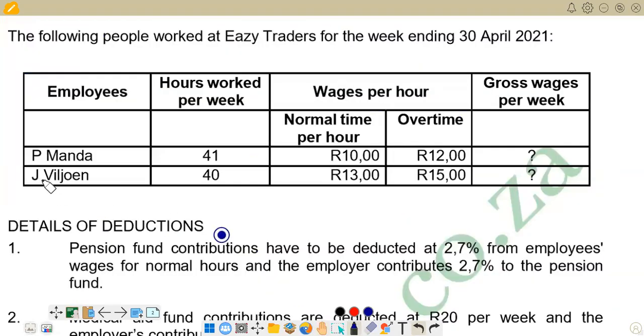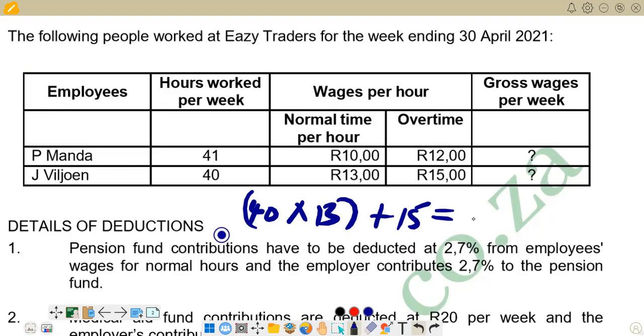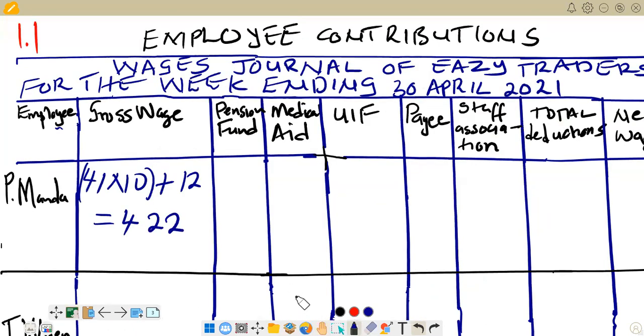So here for JV join, we are saying 40 times 13. Basically, we are saying 40, then we multiply by 13. Then the amount that we are getting, we add the overtime amount that we have, which is 15. So basically, if you multiply that one, you are going to get 535. So we have 535 here. So we can just go and summarize that one on the answer section. So we are going to the second row there.